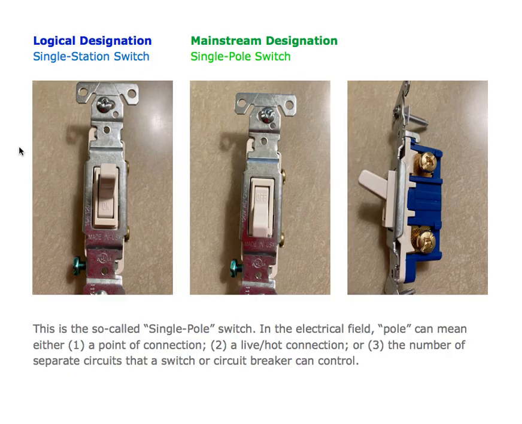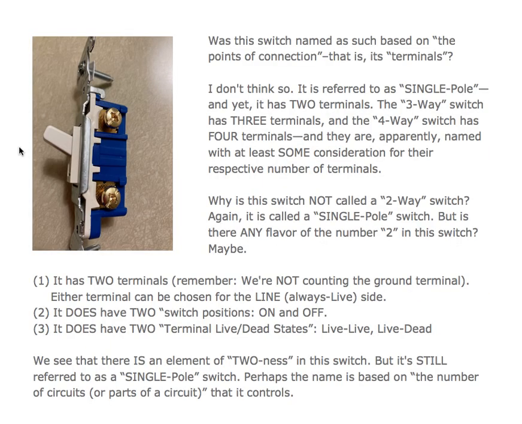In the electrical field, pole can mean either 1, a point of connection, 2, a live hot connection, or 3, the number of separate circuits that a switch or circuit breaker can control. Was this switch named as such based on the points of connection, that is, its terminals? I don't think so. It is referred to as single pole, and yet it has 2 terminals. The 3-way switch has 3 terminals, and the 4-way switch has 4 terminals, and they are apparently named with at least some consideration for their respective number of terminals.